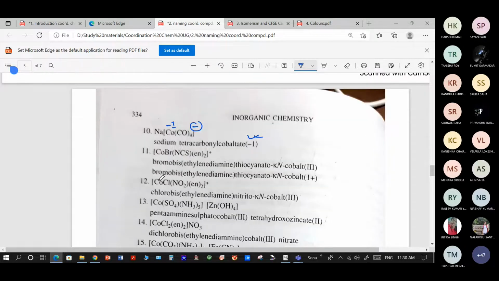So bromo bis ethylene diamine, here bromo and then bis ethylene diamine thiocyanato kappa N and then cobalt 3. You can write down in this way, or the other way is bromo bis ethylene diamine. I will follow this one. This is simpler than the other. And then thiocyanato kappa N cobalt 1 plus. So cobalt is here 1 plus charge.